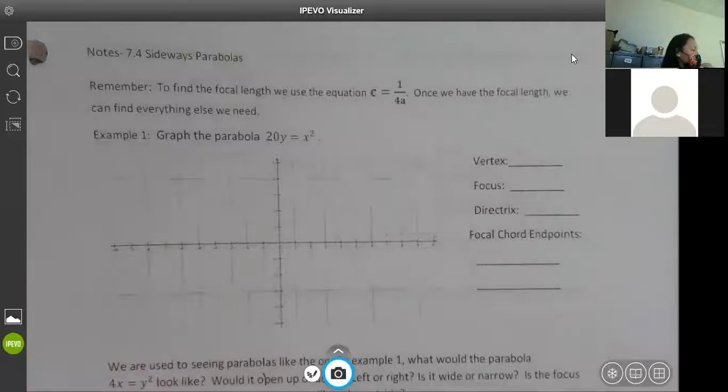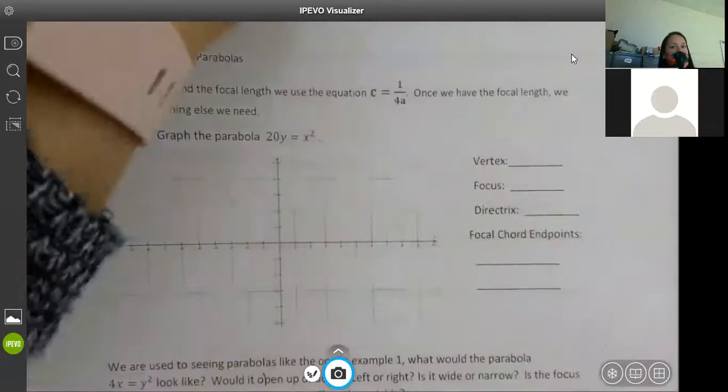So sideways parabolas are basically exactly the same, except they go left to right instead of top to bottom. So when you do your 1/4a, or you're finding that C value, instead of moving up and down from the vertex, you're moving left and right from the vertex, and that's it. So remember, it's still the same thing. The focus will be inside of the parabola, and the directrix will be on the outside. So same thing that we did yesterday.